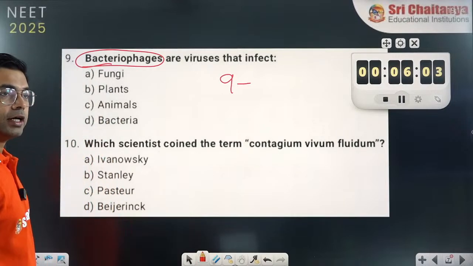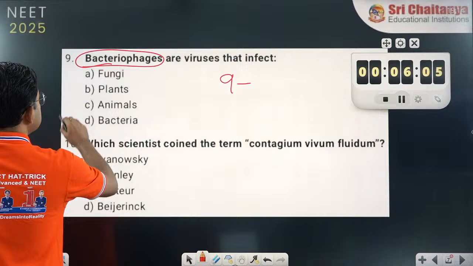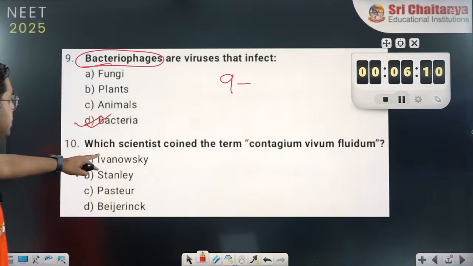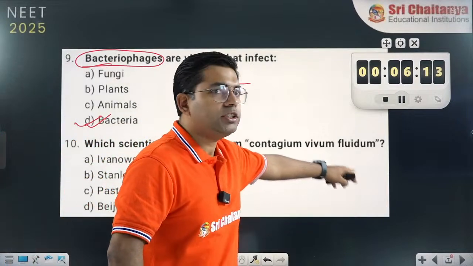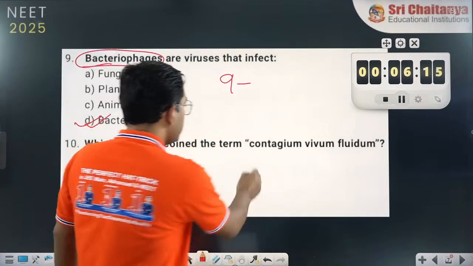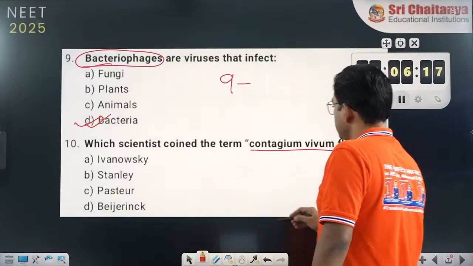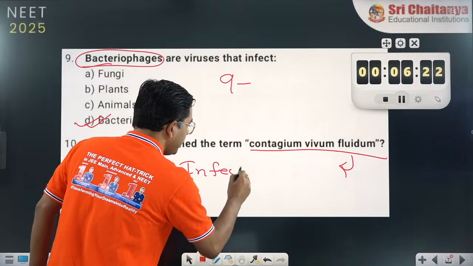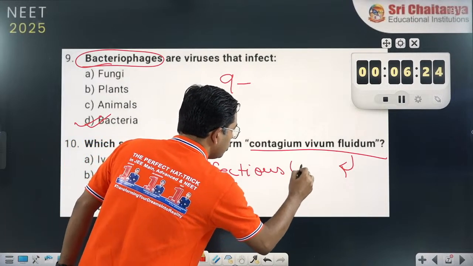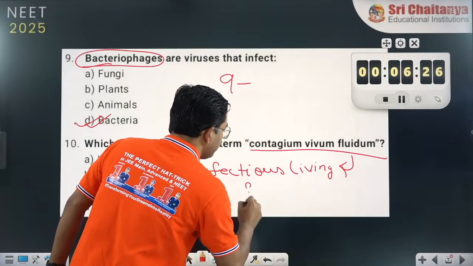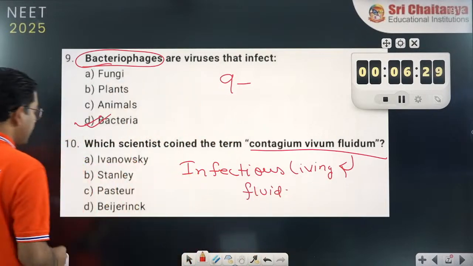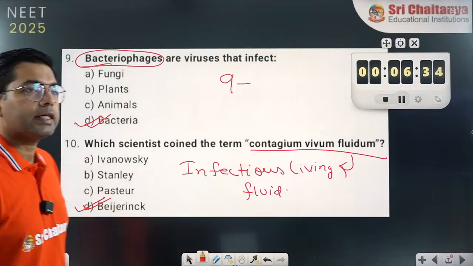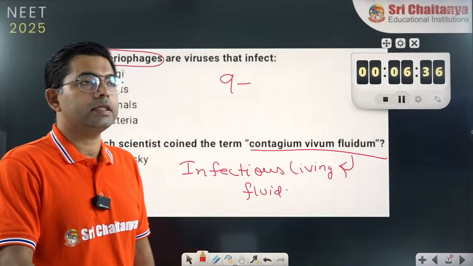Aradhya, Lakshya, very good. So the correct answer is bacteriophage will infect bacteria. And then, which scientist coined the term contagium vivum fluidum? Contagium vivum fluidum means infectious living fluid. So who called virus an infectious living fluid? Beijerinck. The 10th correct answer is D.